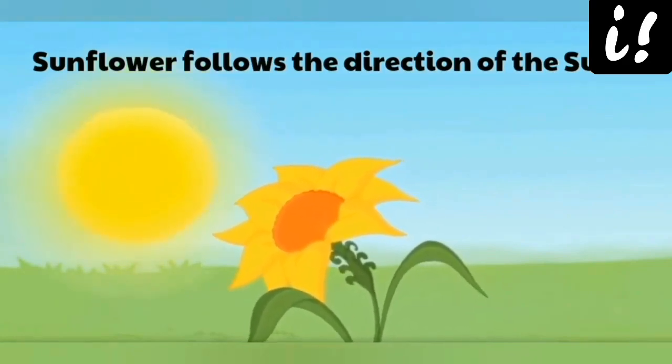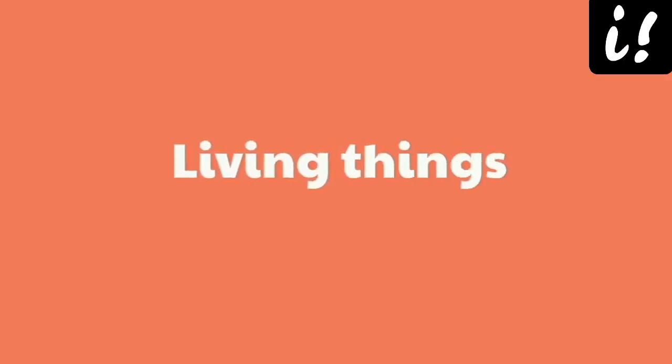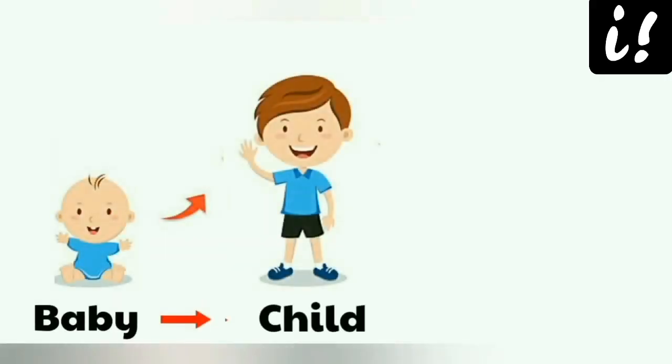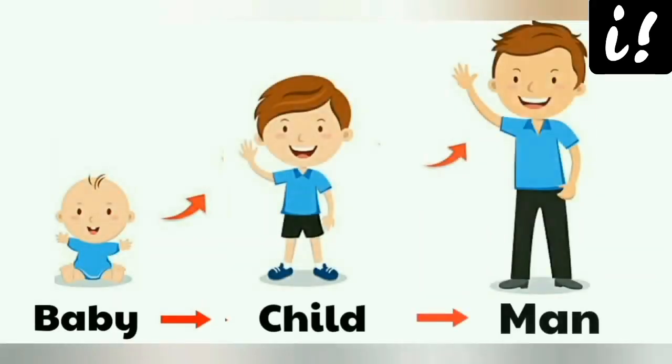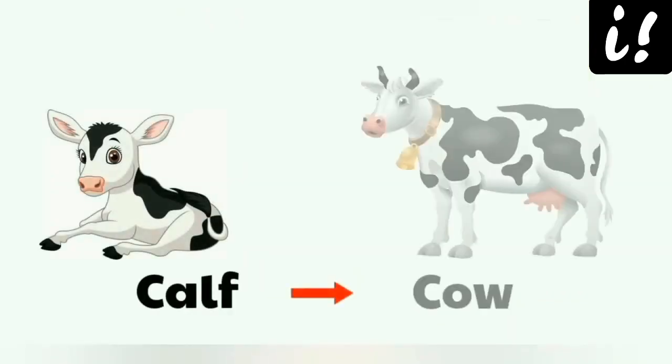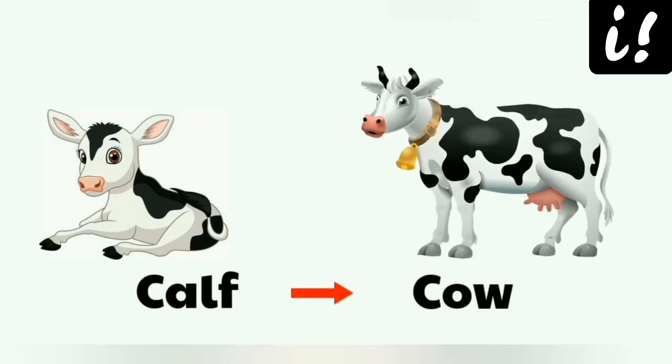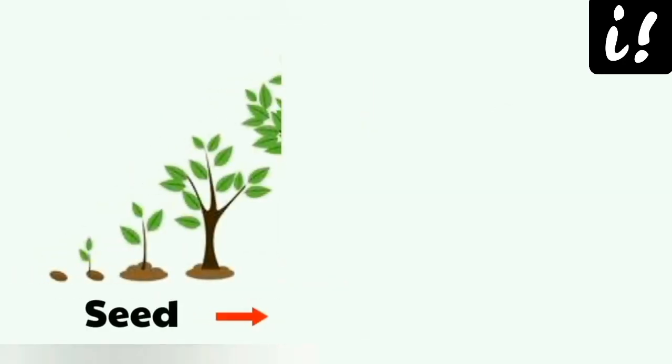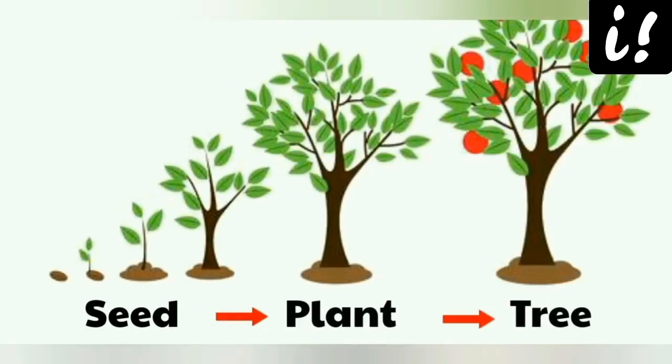Let's look at growth. Living things can grow. For example, a baby grows into a child which later develops into a man. A calf grows into a cow. A plant seed grows into a plant and later into a tree.